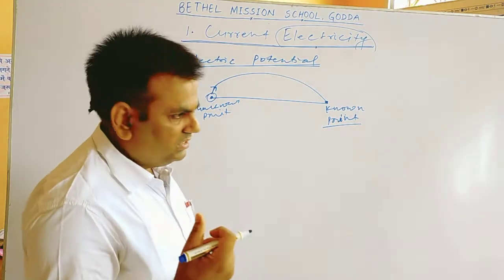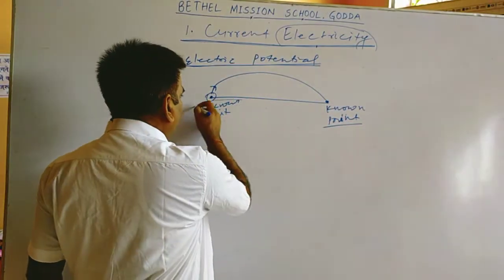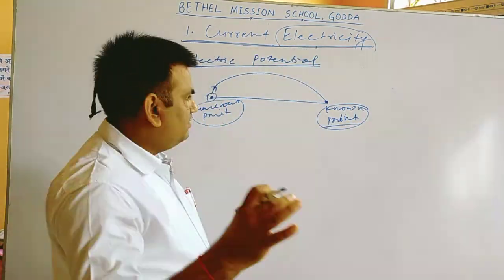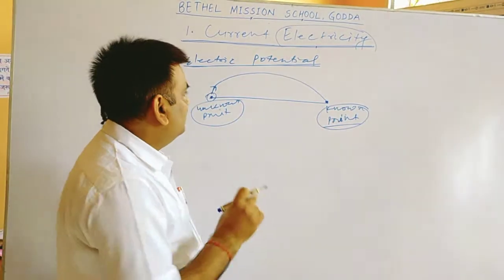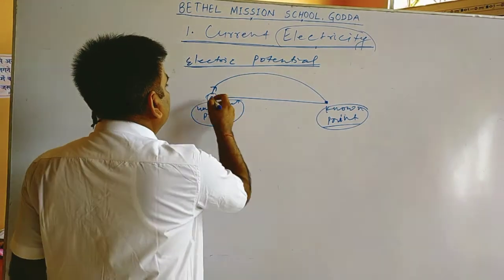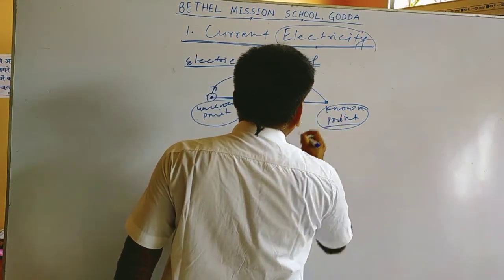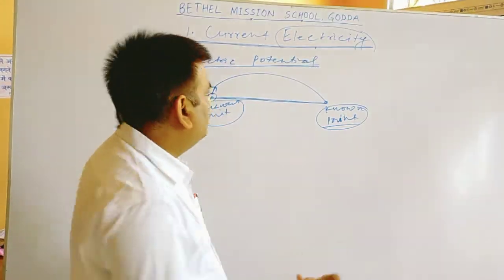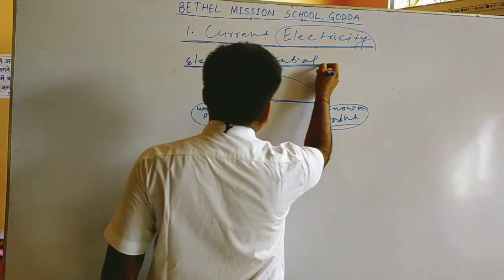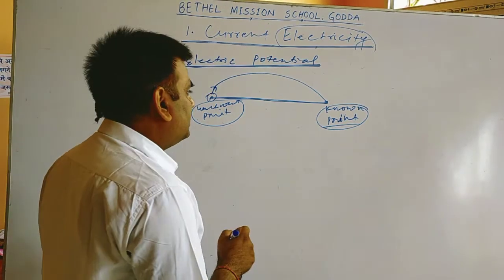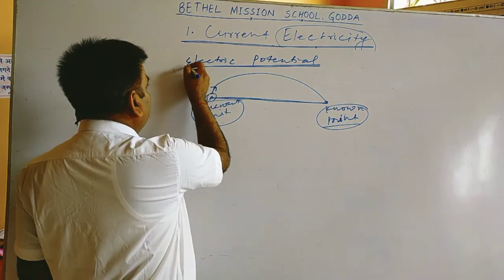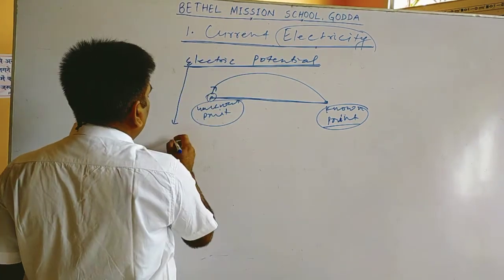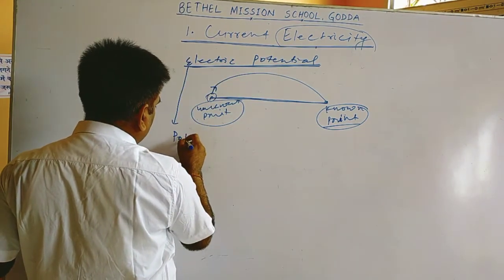When a unit charge is carried from an unknown point to a known point, whatever work is done by the unit charge in this segment is known as electric potential. Another topic related to this is potential difference.